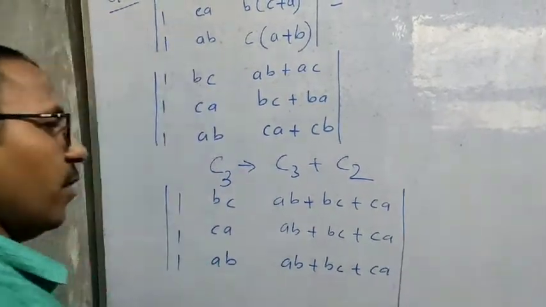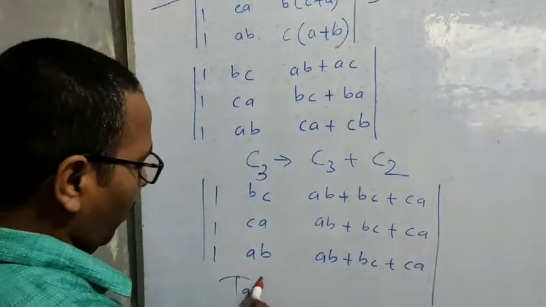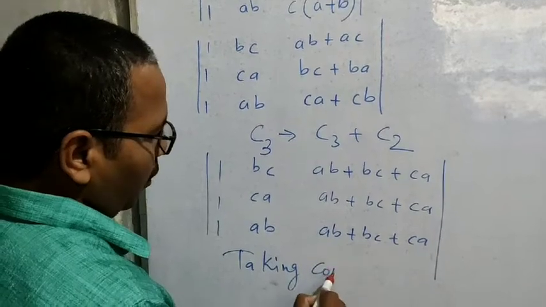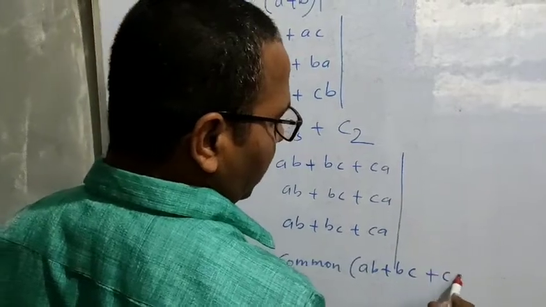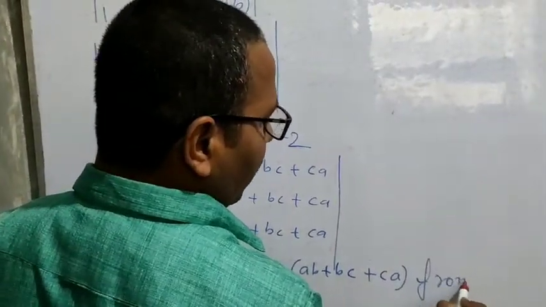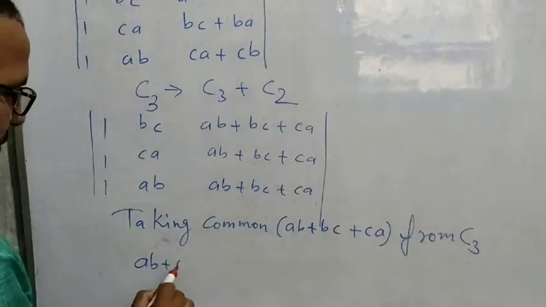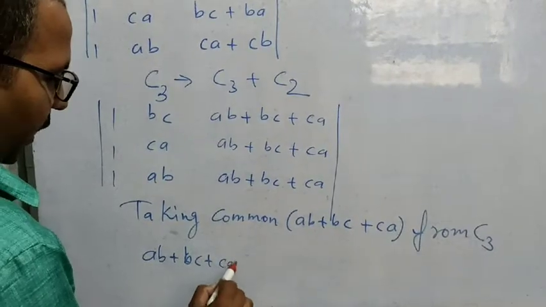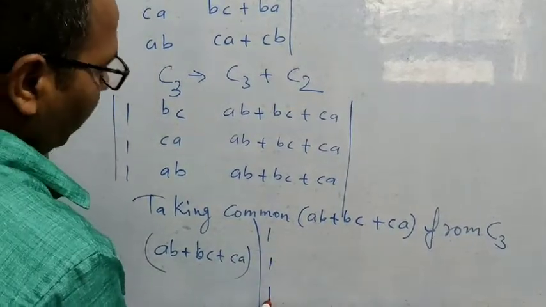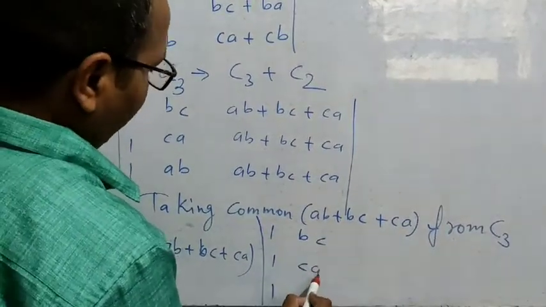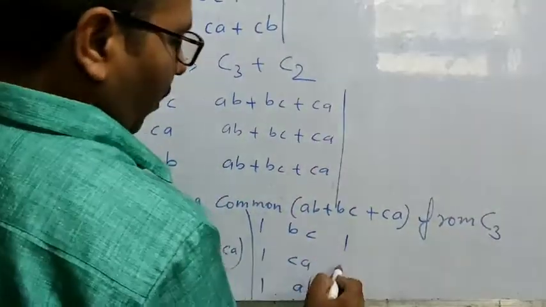So students, one thing you are getting common here, that is AB plus BC plus CA. Take it common from column third. So how much will we get? Yes, that is AB plus BC plus CA. Just take it common. In the determinant we will get 1 1 1, BC CA AB, and here after taking common you will get 1 1 1.